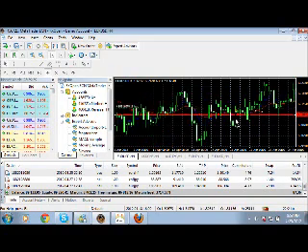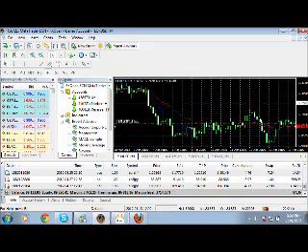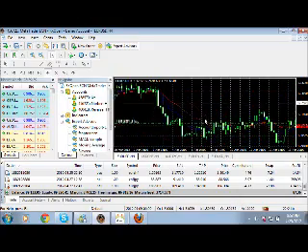So this strategy is very nice and works very well for this particular currency pair. If you use it, I hope you're gonna make a lot of pips in this market.